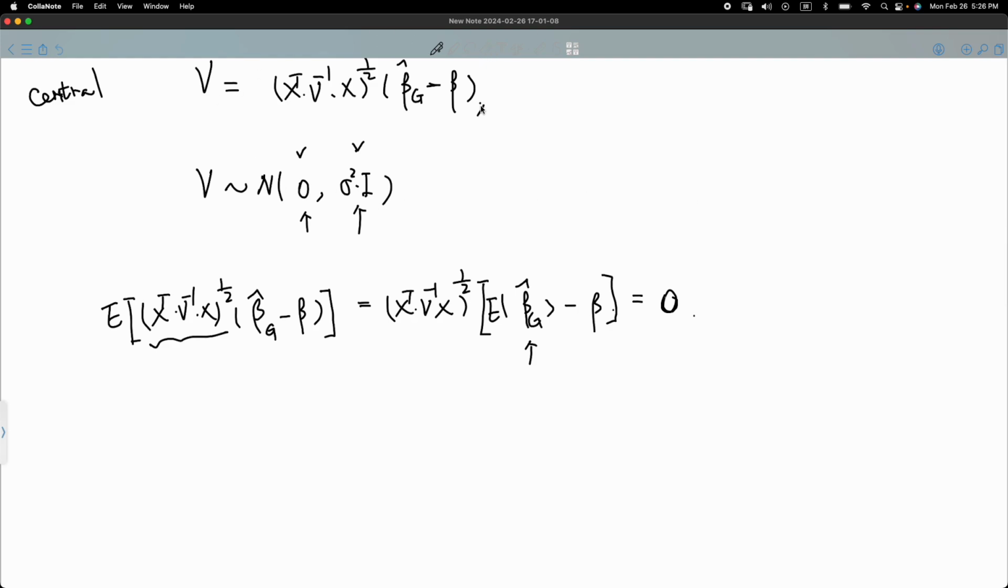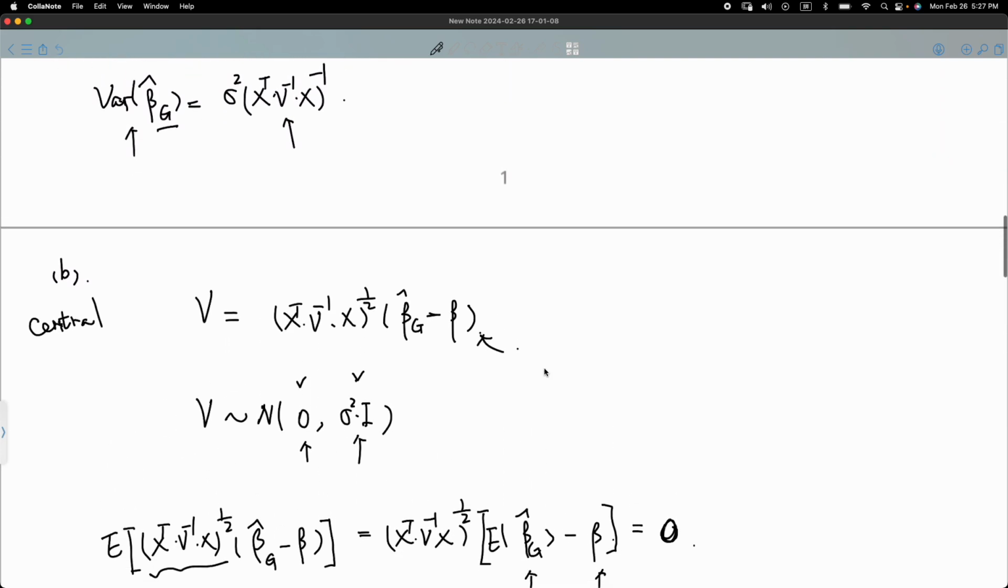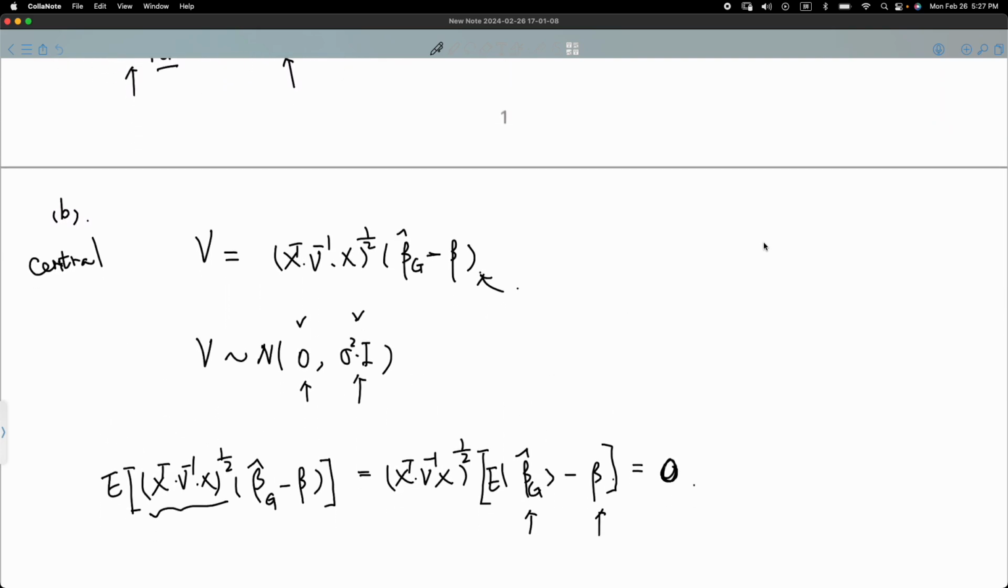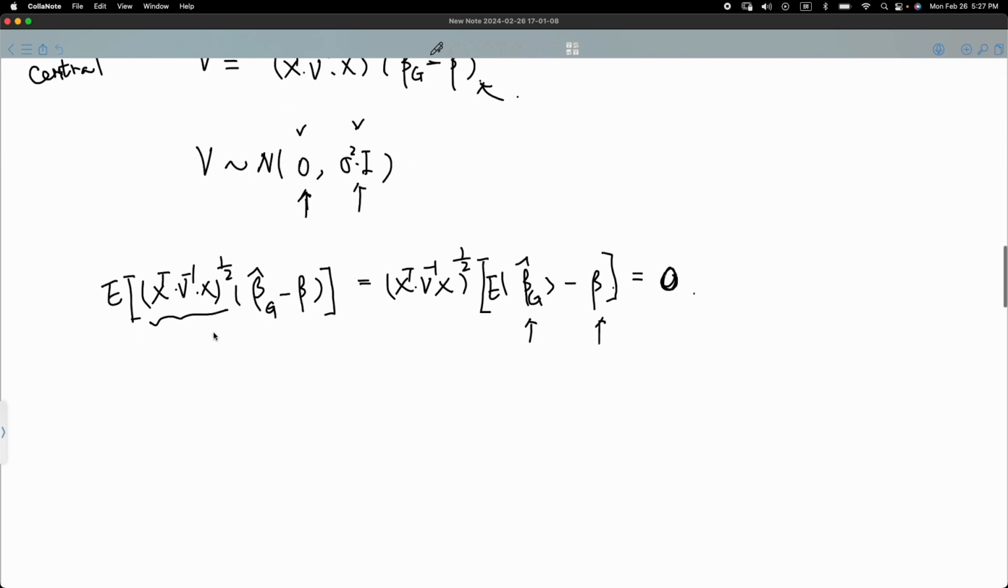Yeah, so that's the reason why we need this kind of transformation. When we subtract the beta, and write everything explicitly, you will see that in the end you will end up with the 0 vector. That's what I meant earlier by shifting the center mass of a normal distribution towards 0, and then you will get a centered normal distribution. And similarly, you can also evaluate the variance of this. X transpose V inverse X to the 1/2, and then beta g hat minus beta g.